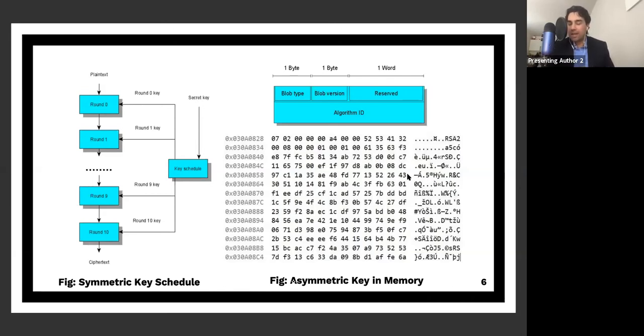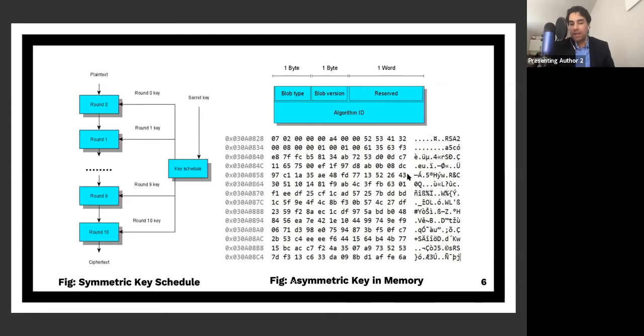In and of itself, the symmetric key will not have a defined structure in memory, but the key schedule will have a structure. So we want to look for signs of that in memory in order to find the key that the ransomware is using. On the right, you see an asymmetric key in memory.